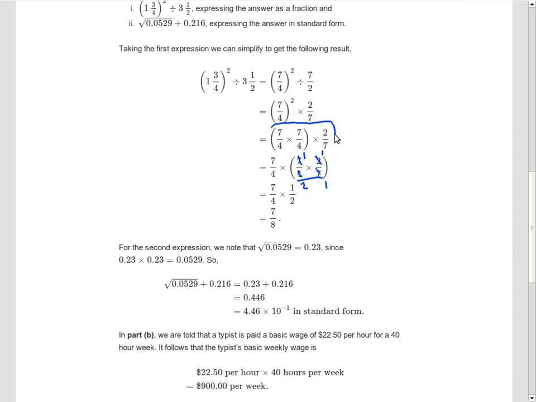Alternatively, rather than doing this here, I could have done this. 7 over 4 squared is 7 squared is 49, 4 squared is 16, and we get that times 2 over 7. 2 into 2, 1, 2 into 16, 8, 7 into 7, 1, 7 into 49, 7. 7 times 1 is 7, 8 times 1 is 8, and you get the 7 over 8. Quicker, faster, shorter, so you can either do this one or you can do this one. It doesn't matter, you get the same answer. Now this is in reduced terms because the only factor in common with 7 and 8 is 1. So this is the answer we're looking for.